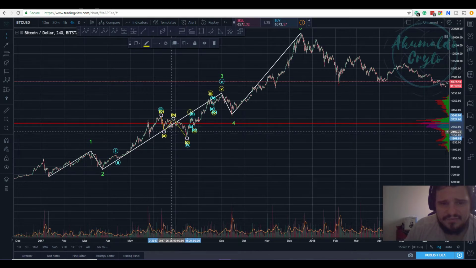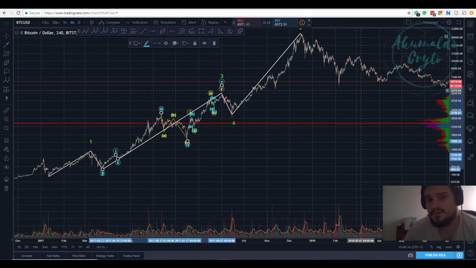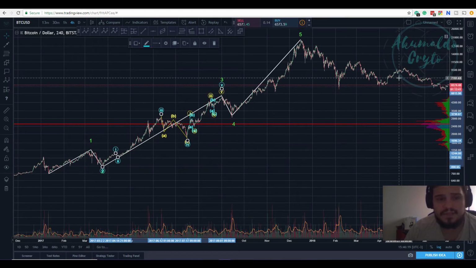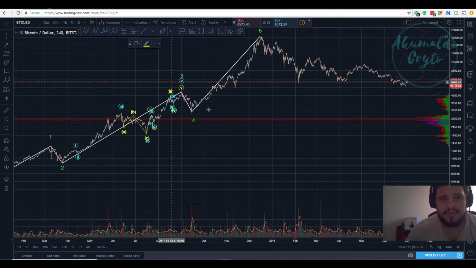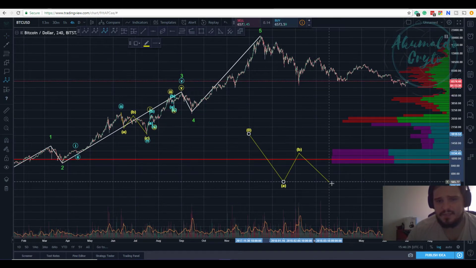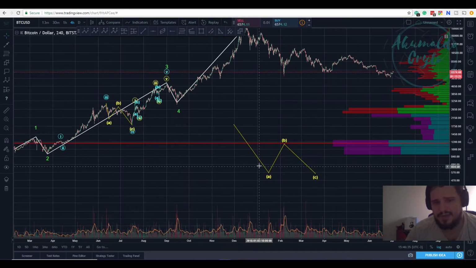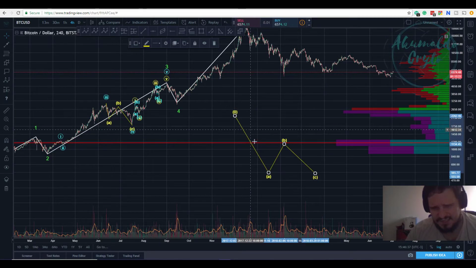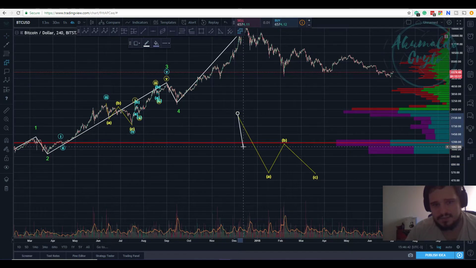Sometimes we don't have the perfect B, we don't have the perfect C. We have some rules related to the behavior of corrective waves. Okay, let's talk a little bit about those rules. When we have an A, B, C, usually wave A is the sharpest. It really goes down like this. It doesn't take a lot of time. It's really sharp.